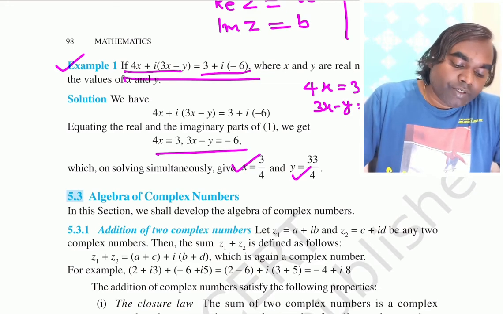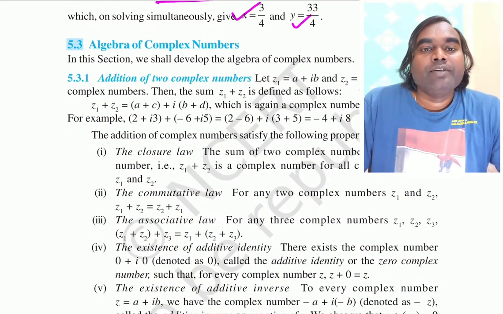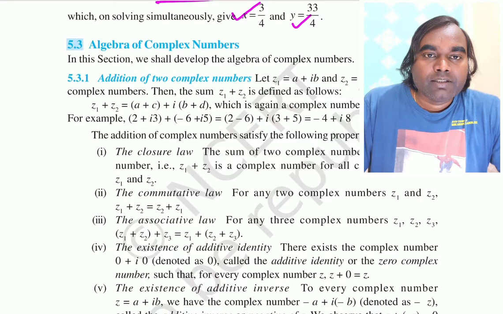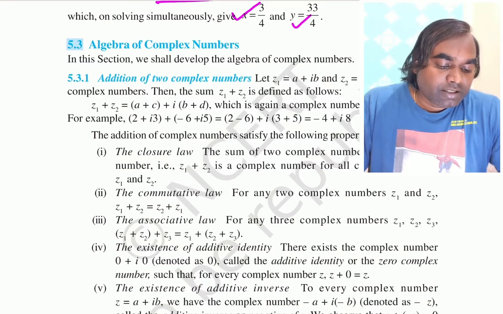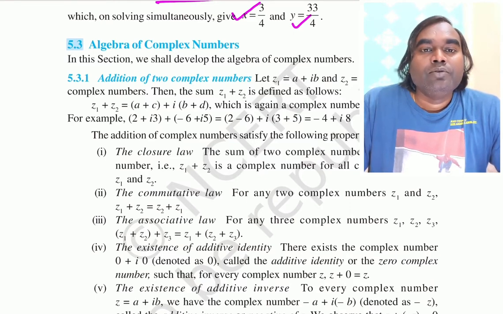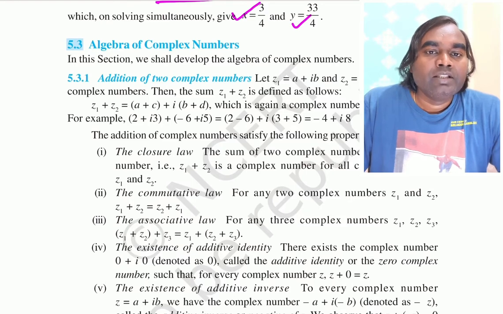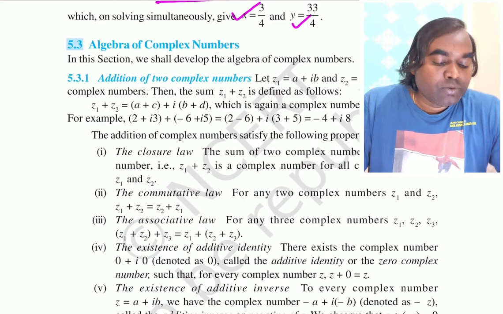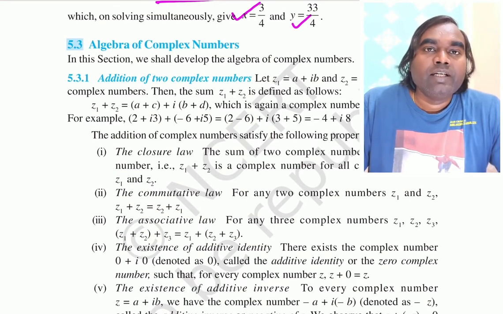Now we will deal with the algebra of complex numbers, analogous to the algebra of the real number system. As we know, in the real number system, addition and multiplication of two real numbers follow some set of rules. Similarly, we will see in the complex number system that they also follow some rules of addition and multiplication. So let us check that.